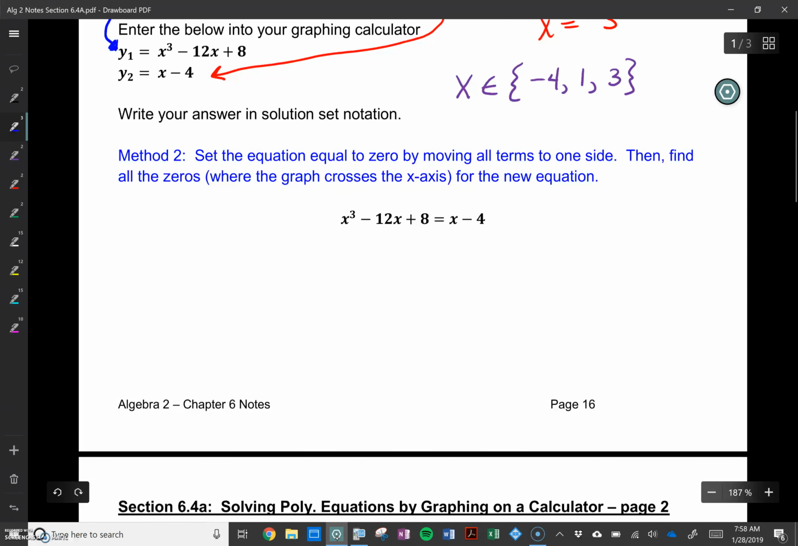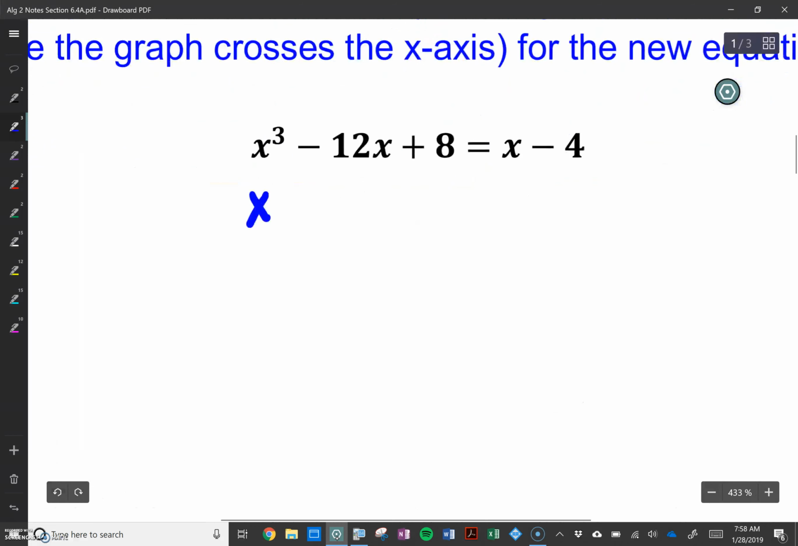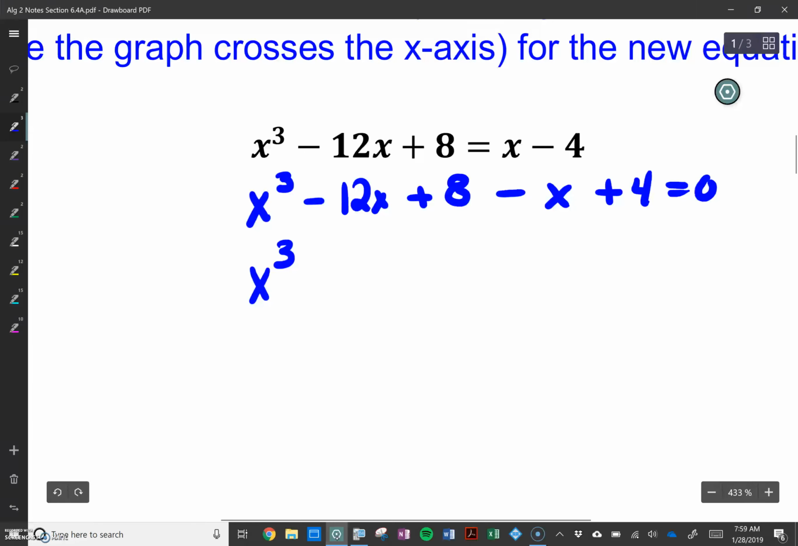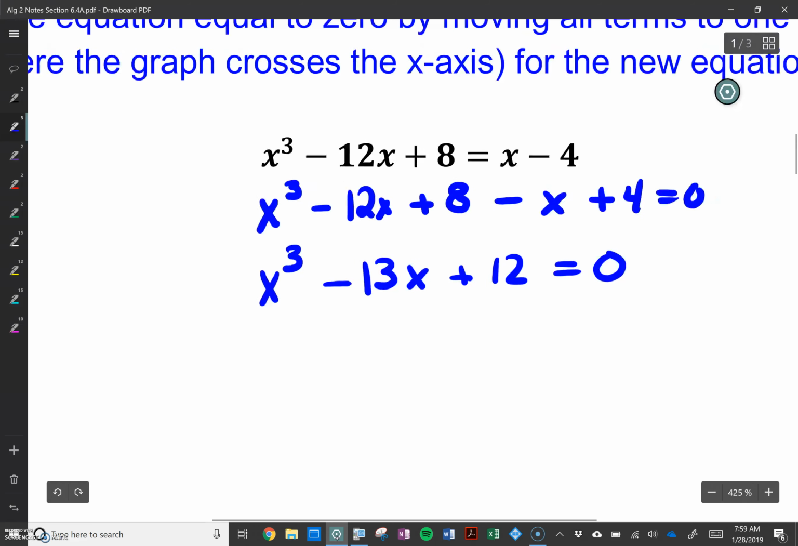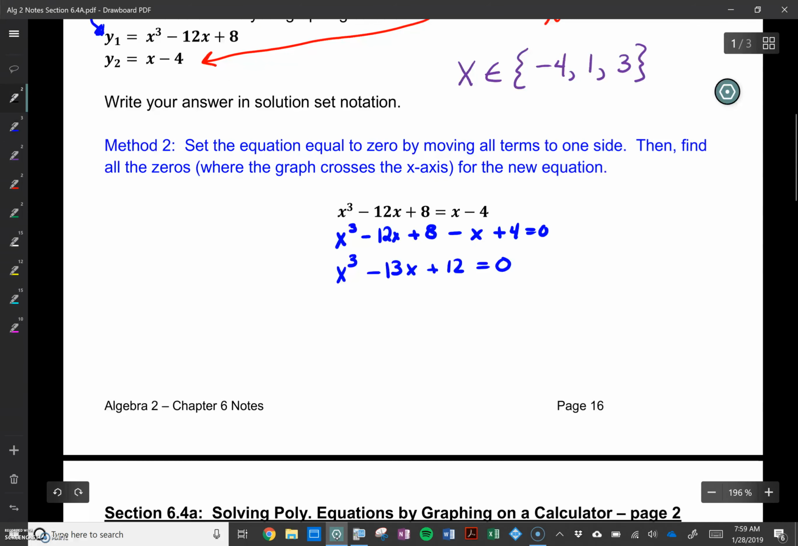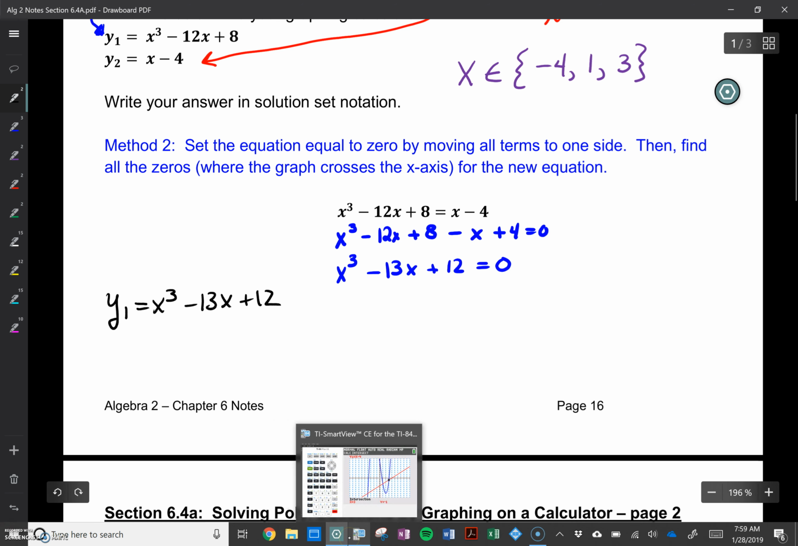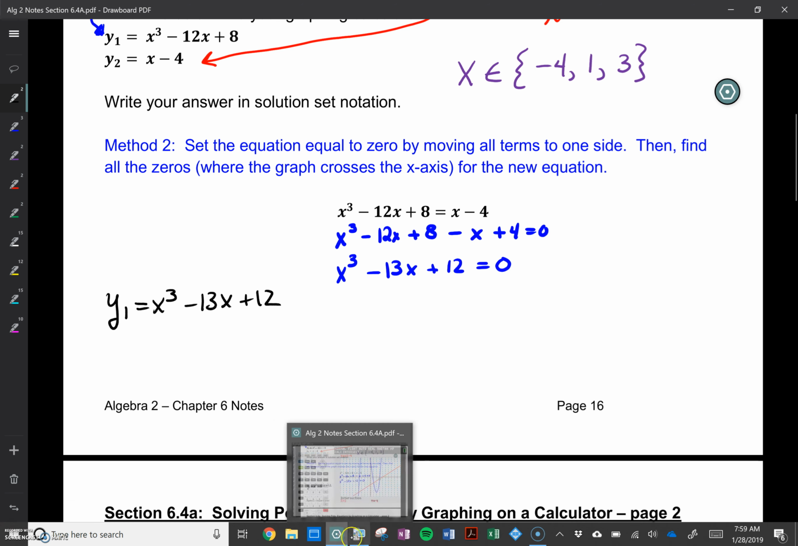So if we take this problem and set it equal to 0, we're going to have to bring that x over. So we're going to get x cubed minus 12x plus 8 minus x plus 4 equals 0. Combining like terms, x cubed minus 13x plus 12 equals 0. So in our value of y1, we're going to put in y1 equals x cubed minus 13x plus 12. And this is the equation we're going to put in. So let's do that now.